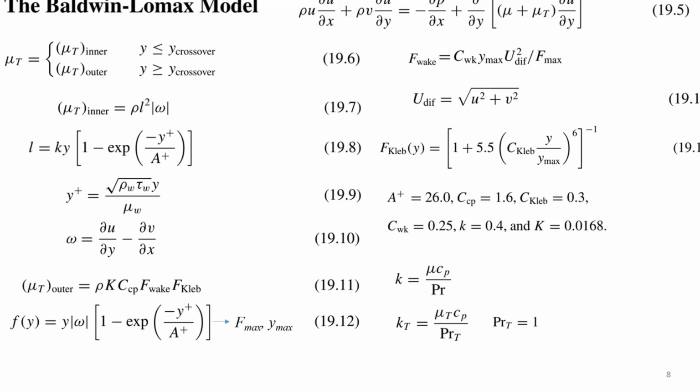Actually, what we see here in equation 5 is just implementation of the model in the momentum equation, but the model by itself, presented below equation 5, does not contain any partial derivative. How is the Baldwin-Lomax model working?